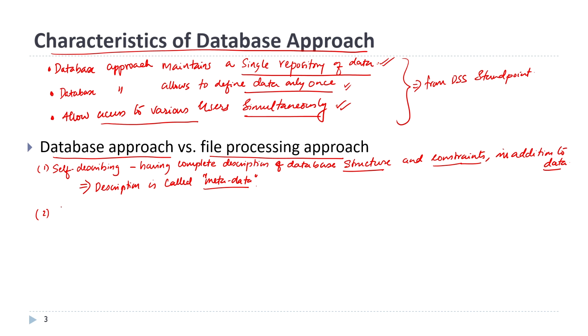Number 2, insulation between programs and data. Okay. So, what is a program? A program, in another way, is logic. It is logic written in a computer language so that the computer can do something, and the data is something upon which the program acts, right.